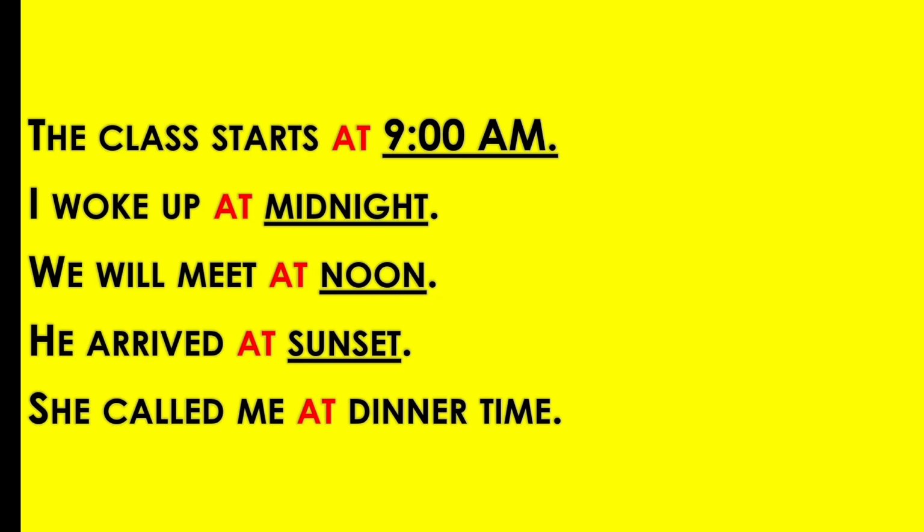Let's have a few examples. The class starts at 9 a.m. I woke up at midnight. We will meet at noon. He arrived at sunset. She called me at dinner time. So you see, 9 a.m. is an exact time. Midnight, everybody knows midnight means 12 o'clock, it is an exact time. Noon, that is 12 o'clock daytime, is also an exact time. Sunset, everybody knows the time at which the sun sets, that is an exact time. Dinner time, everybody knows the dinner time, that is the exact time. So whenever we are talking about exact time, we have to use at.